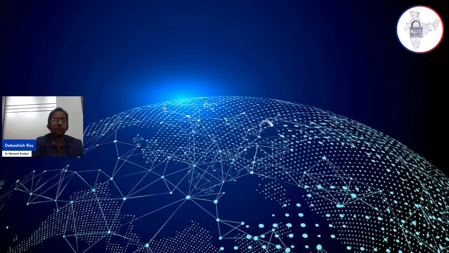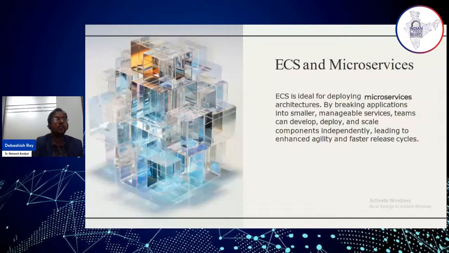ECS and microservices. ECS is ideal for deploying microservices architecture. Microservices means that you are creating smaller applications by breaking the larger, bigger applications into smaller manageable services. Now, teams can develop, deploy, and scale components independently, leading to enhanced agility and faster release cycles.